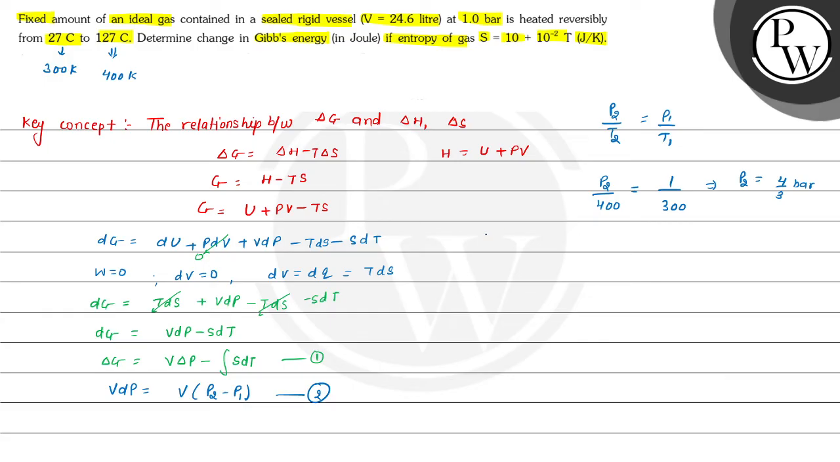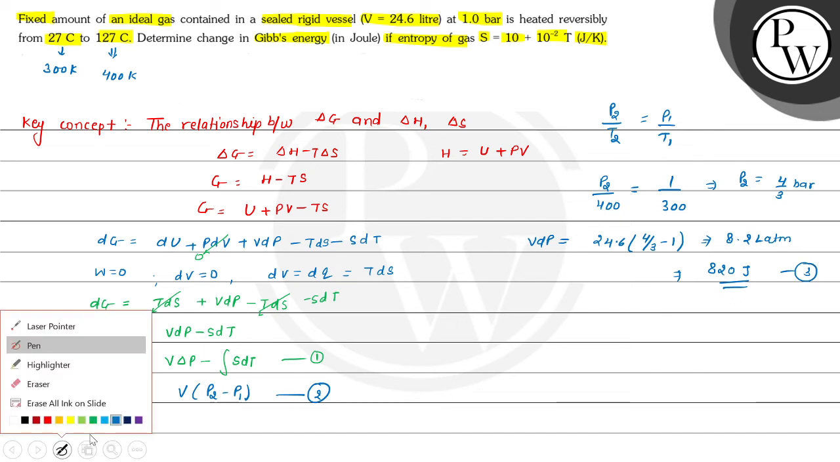Now we can substitute the value of P2 in our equation second. So we can write that V dP is equal to, volume is equal to 24.6 liters, so 24.6 multiplied by 4 by 3 minus 1. The value comes out to be 8.2 liter atm, and 1 liter atm is equal to 101.6 joules. So we can convert this value into joules. Here the value is equal to 820 joules. This is our equation third.